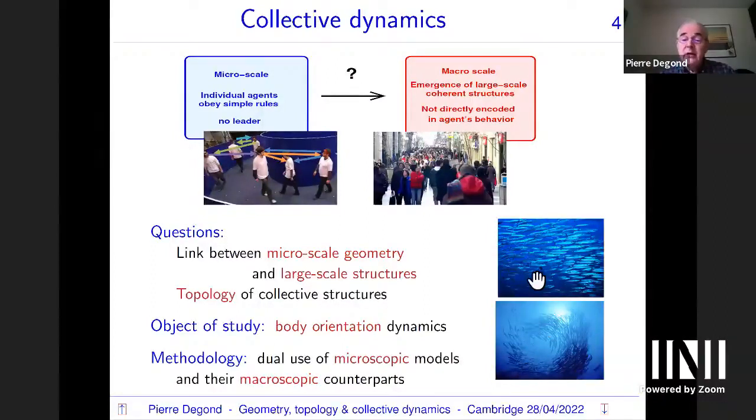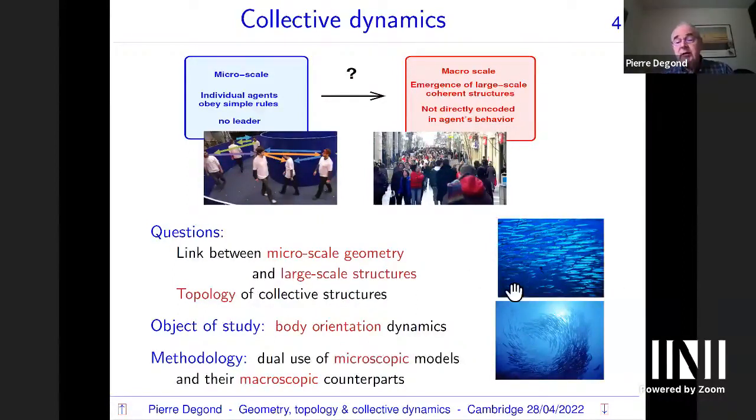So in spite of the locally same geometry, we have globally a different topology. This is the question I would be interested in here today.